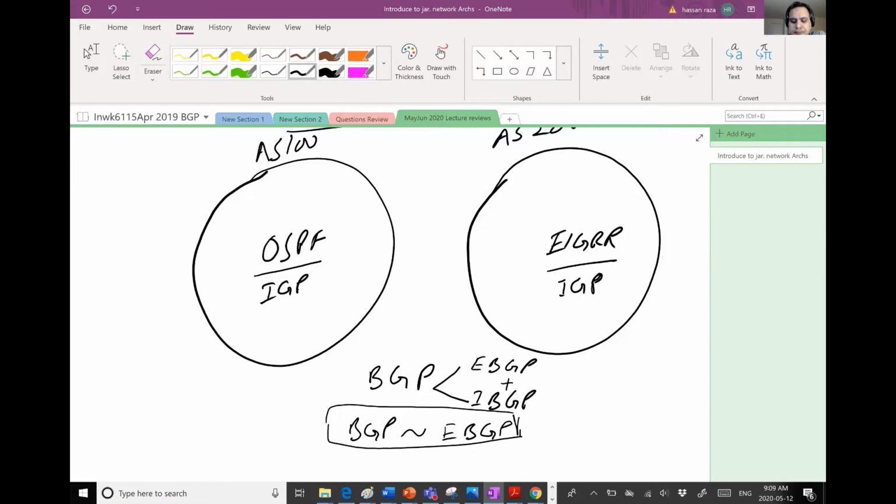OSPF, EIGRP, RIP, they are called IGPs. And BGP has two parts, eBGP and iBGP. Now, you should be very clear about a misconception about BGP. How that works is that BGP has two parts. If I am connecting these two ASs, I have a router here and a router here, then they would speak to each other with eBGP.